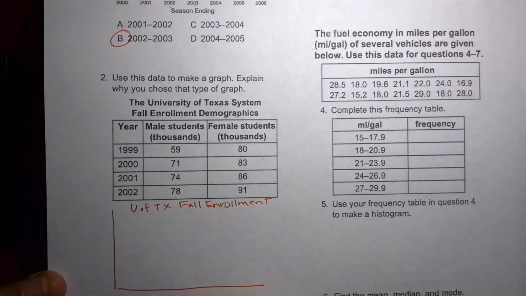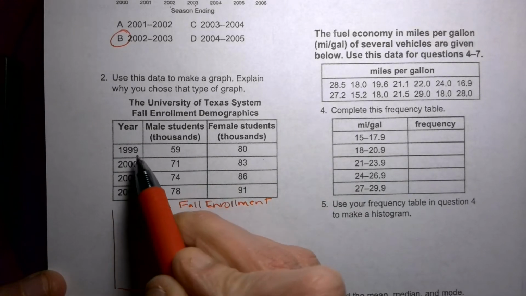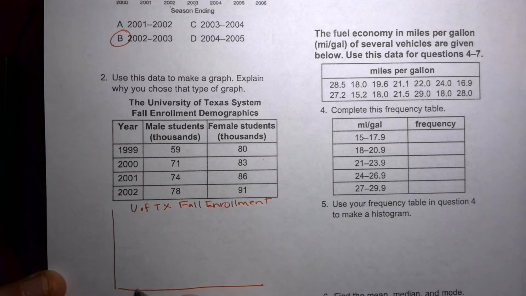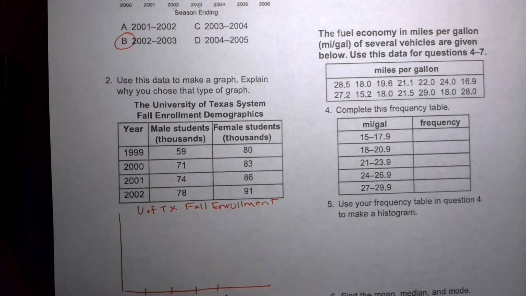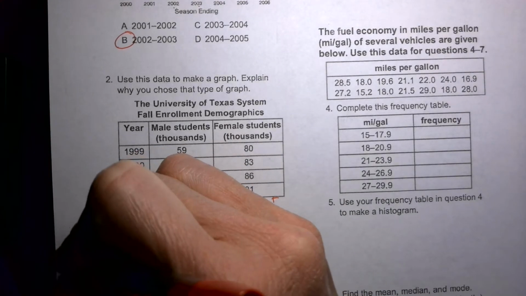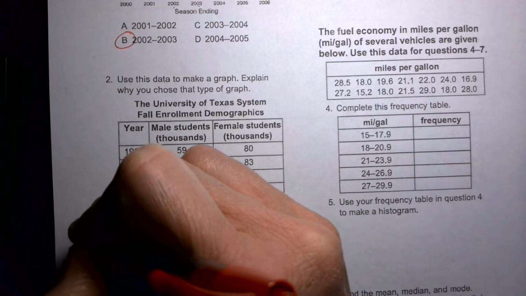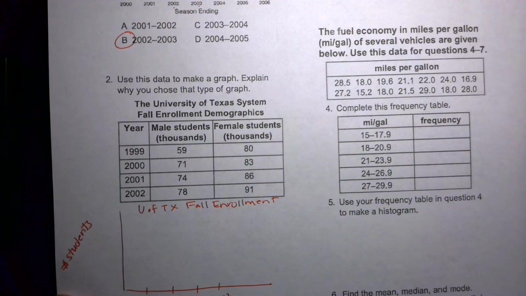I'll put the years down here. Is it in order? Yep. So we'll go 1999, 2000, and since they're exactly 1 year apart, we want to make sure our dashes are the same distance apart. And now we got to look at the range here because we got male and female. So I'm going to put number of students, but it's important to put in thousands.